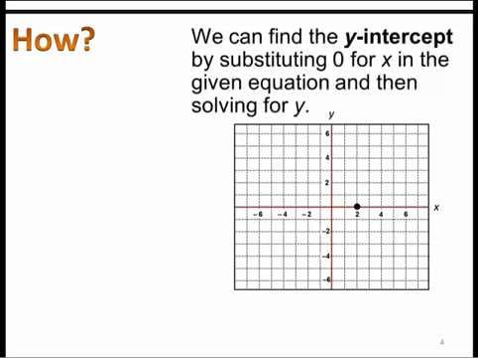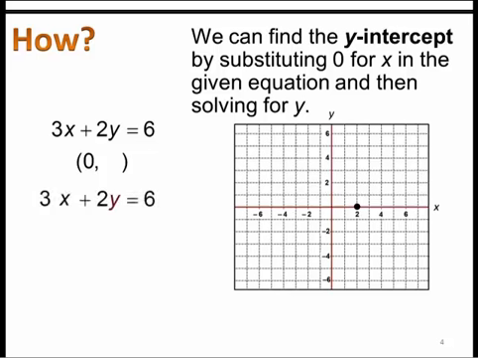Next, we'll take a look at finding the y-intercept. We do that by substituting 0 for x in the given equation and then solving for y. So here's our equation, 3x plus 2y equals 6. Again, we know half of the ordered pair. Any point that is on this y-axis will always have an x value of 0. So we know half of the answer already. We'll go ahead and finish now by calculating the remaining variable.